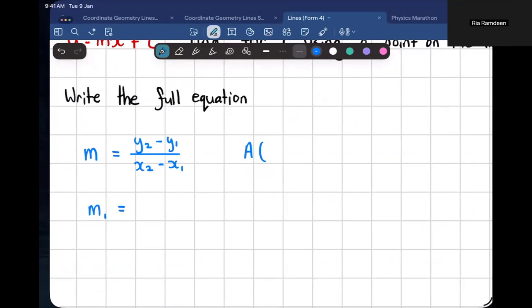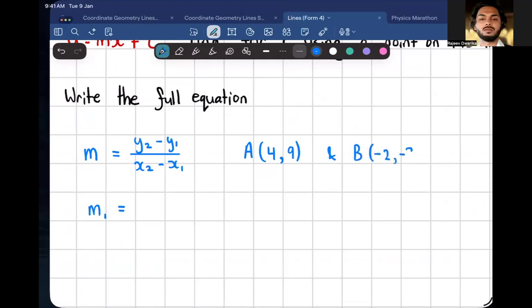4. 4, comma what? 9. Mine 9, right? Always B. -2. -2, comma -3.